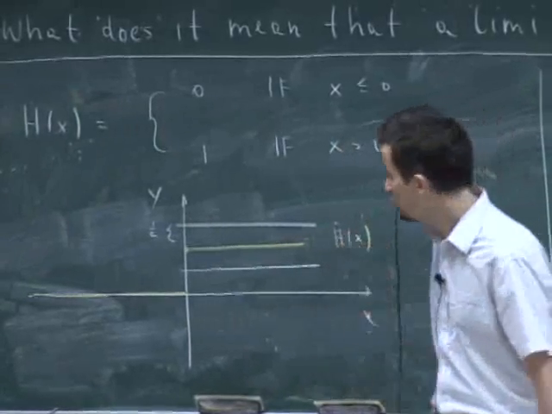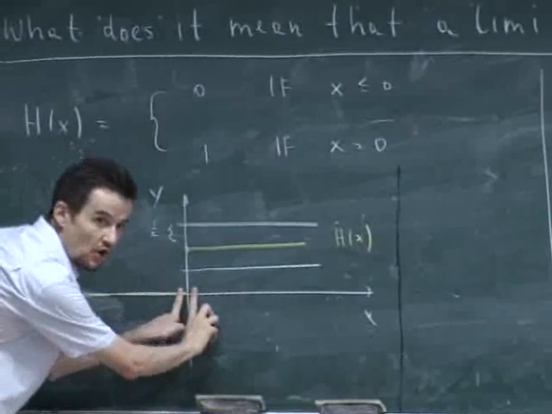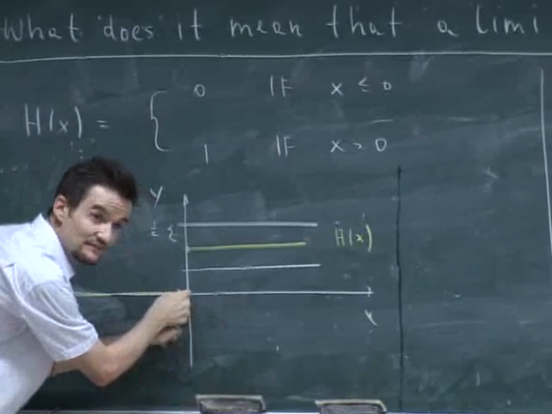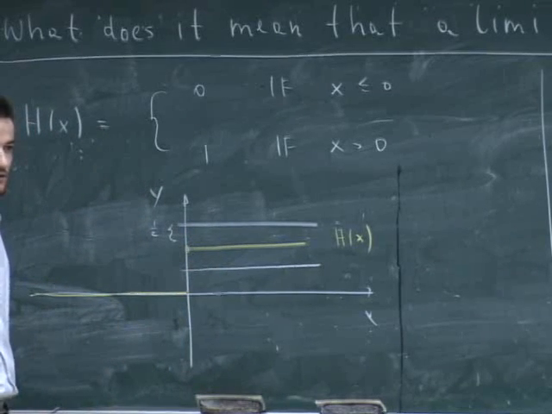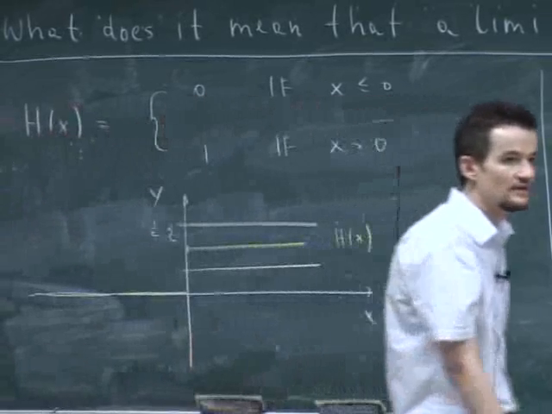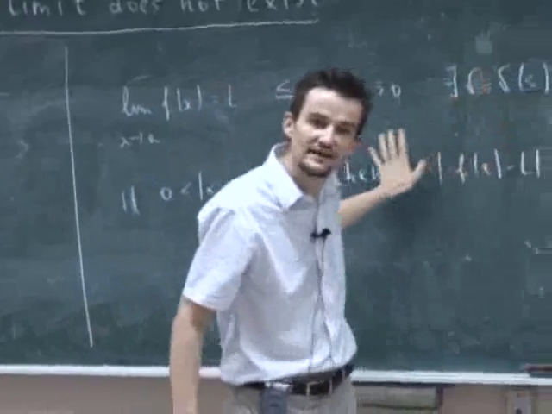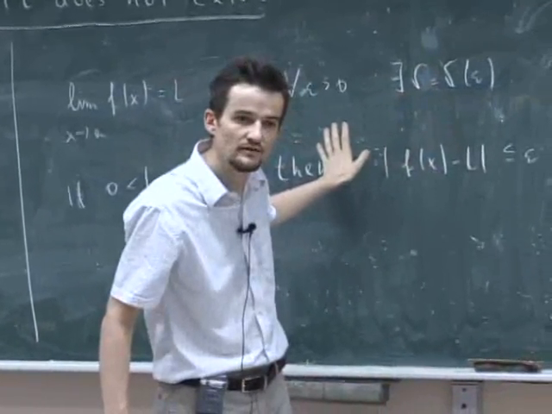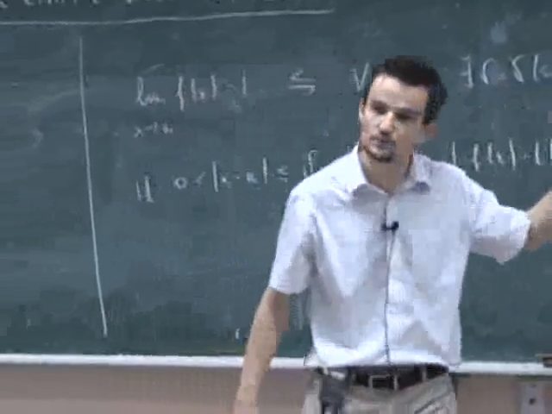Now, no matter how small you make delta, you will always find x, namely negative x, which are mapped outside the epsilon strip. So this epsilon, epsilon equal to 1/2, tells you that something like this cannot be satisfied for all epsilon. And like this, you have proved that the limit is not equal to 1.